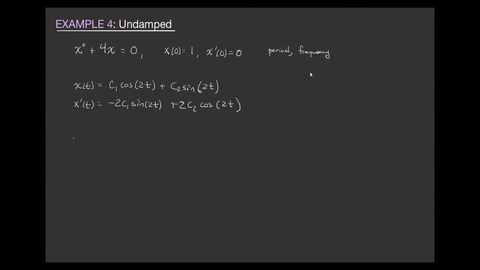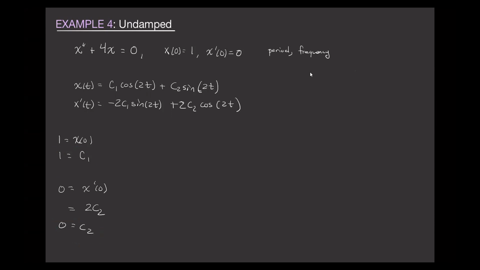Now we substitute in x of 0, which is 1, meaning we have c1 times cosine of 0 is 1, sine of 0 is 0. So we just have 1 as c1. And then in the second case, we have 0 is equal to x prime of 0, and then we have 2c2 is equal to 0. So with this set of initial value data, we get that C1 is 1 and C2 is 0.